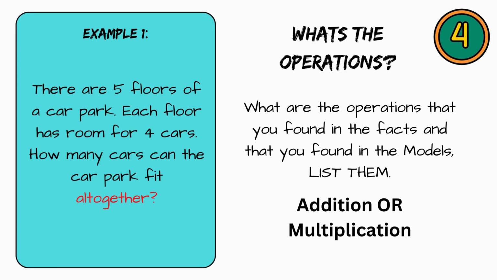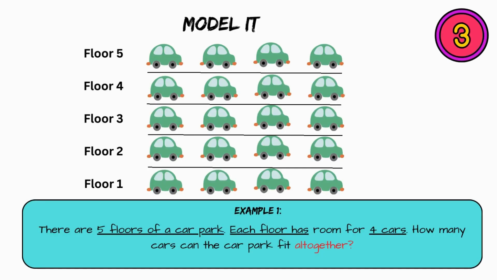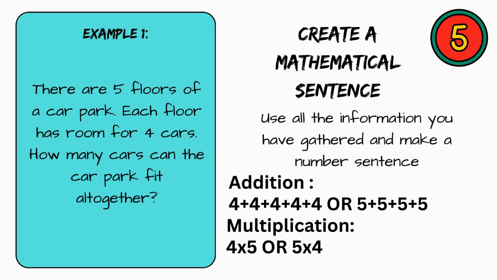That's why I said list them. So number four is: what are the operations that you have found in the facts and in the models? List them. So I've listed addition and multiplication. We already stated multiplication: you can take the amount of columns times the amount of floors, 4 columns times 5 floors, or 5 floors times 4 columns. And you'll see what I did, because there are so many ways you can do it.